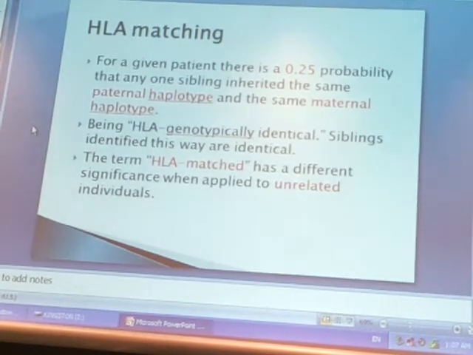It's a foreign body transplanted in your body, so your immune system will start attacking this foreign body, and the lymphocytes of the donor will start attacking your own cells. So that's what we call graft versus host disease.